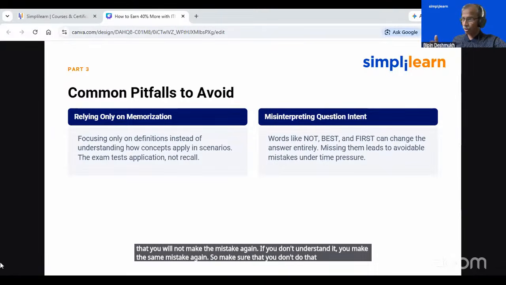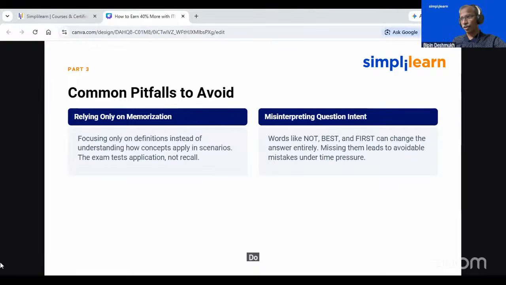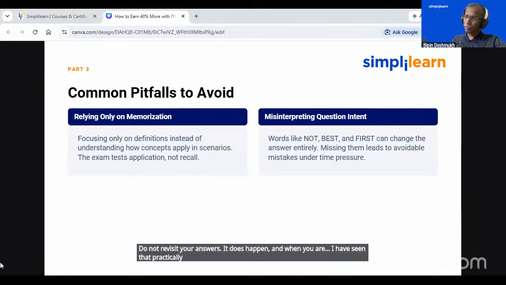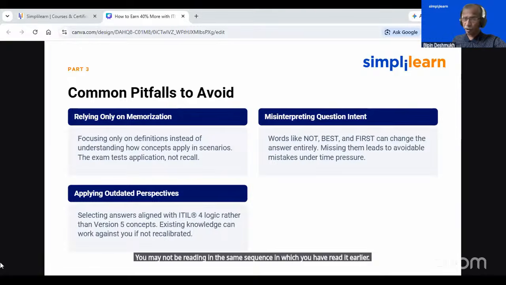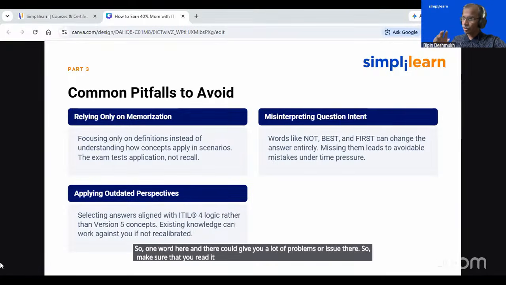And always do not revisit your answers. It does happen, and I have seen practically that many people turn a right answer wrong by reviewing the question again and again. Because every time you read the question, you may not be reading it in the same sequence in which you read it earlier. So one word here and there could give you a lot of problems. So make sure that you read it carefully once and for all.